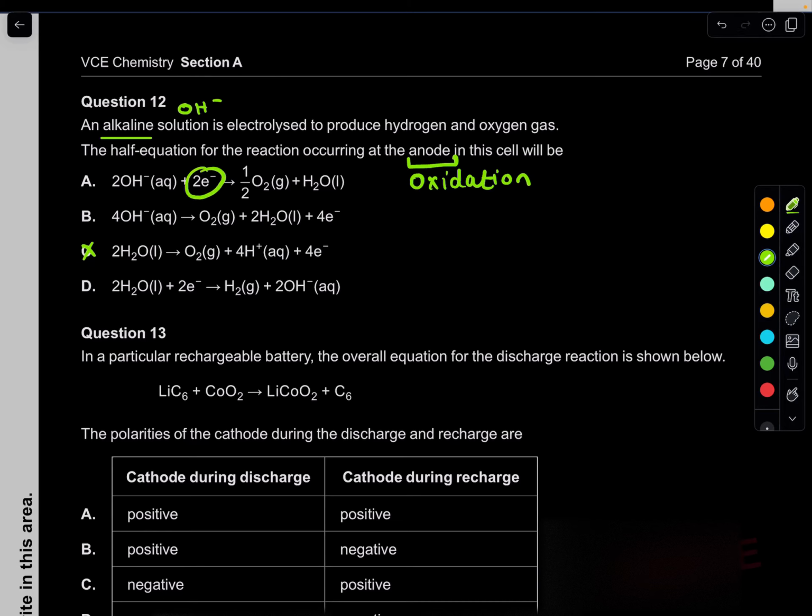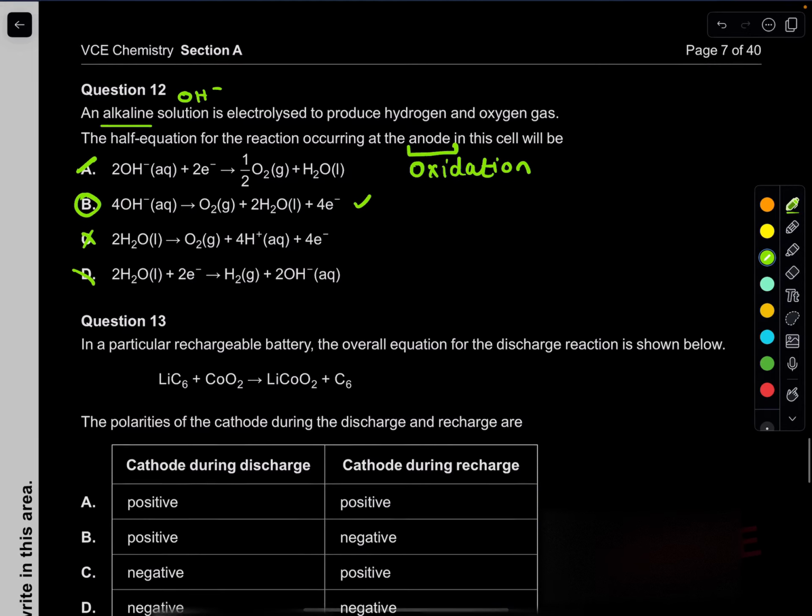So looking at this here, electrons are on the left-hand side, rubbish. B, electrons are on the right-hand side, great. We could put a tick on that. D is also wrong because electrons are on the left-hand side, not the right-hand side. So your only possible answer is 12B.